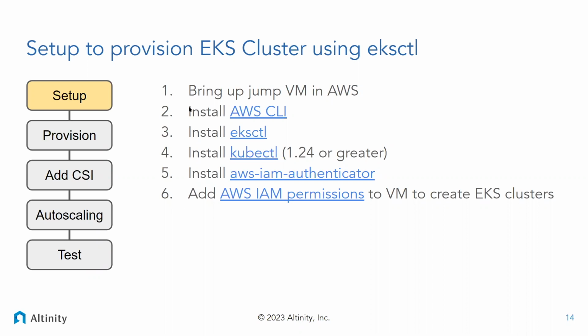Here's the way that I did it. You start with bringing up a jump VM. That's a simple way to do it, and the reason is that with Amazon, you can then build a role and assign it to that VM, which then means that the VM has the mystical powers required to set up EKS and do a bunch of other stuff related to it. And between those 2 steps, you just install a bunch of software like the AWS CLI, eksctl, kubectl, and the AWS IAM Authenticator.